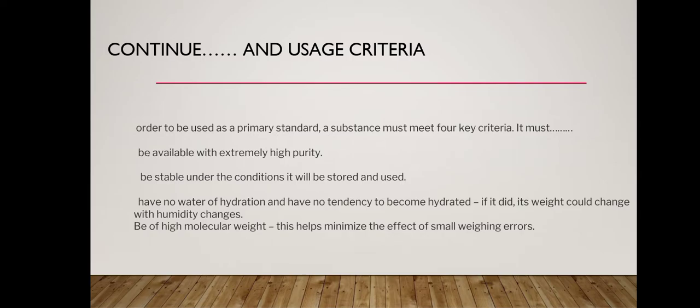Usage and criteria of primary standards. In order to be used as a primary standard, a substance must meet four key criteria. It must be available with extremely high purity, and it must be stable under the conditions it will be stored and used. It must have no water of hydration and no tendency to become hydrated. If it did, its weight could change with humidity changes. It must be of high molecular weight. This helps minimize the effect of small weighing errors.